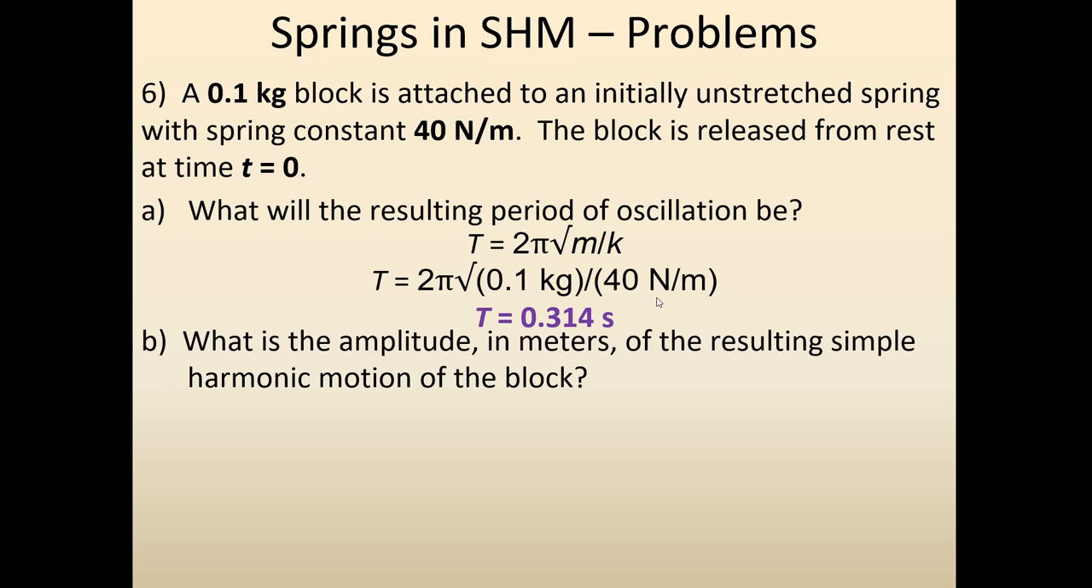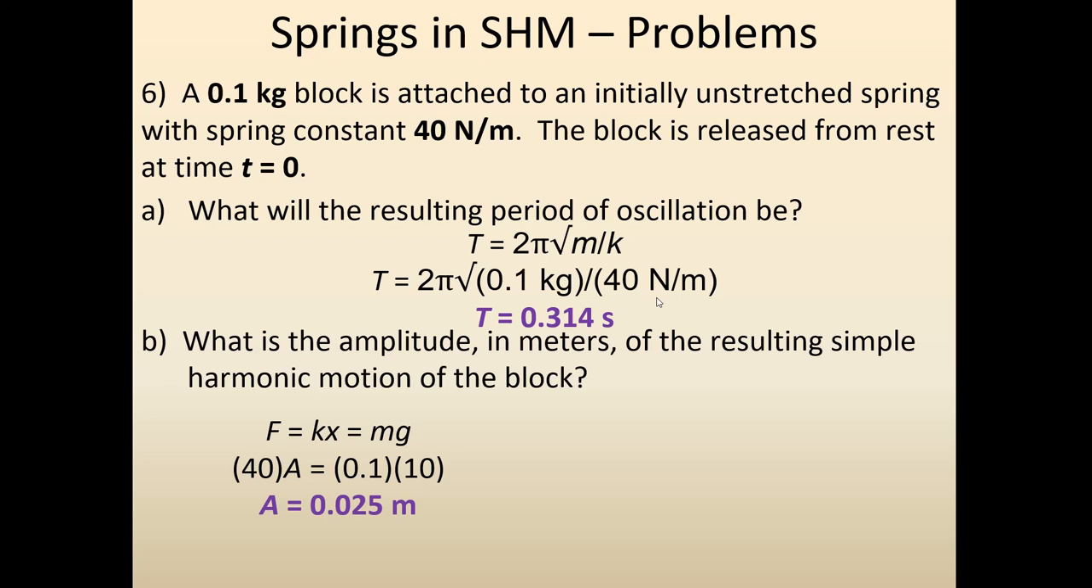Now the amplitude is measured from the maximum displacement to the equilibrium point. So I can use forces to ask myself, from that initial unstretched position, how far would it go to reach the equilibrium point? Equilibrium for the spring is when the gravitational force and the spring force are equal to each other. So that's my first setup, setting the spring force equal to the gravitational force. I plug my numbers in, and I end up getting that the amplitude is 0.025 meters.